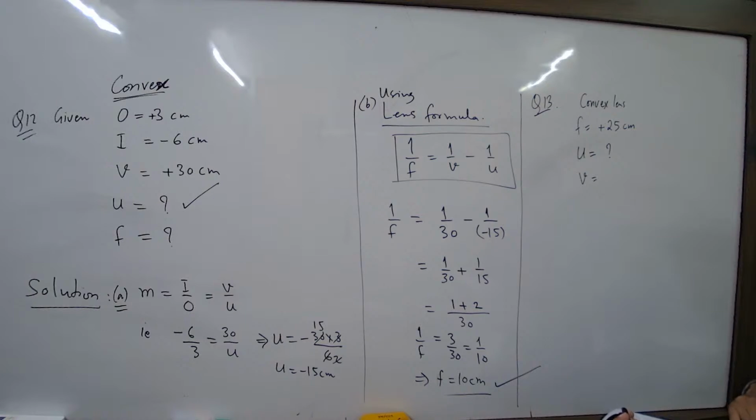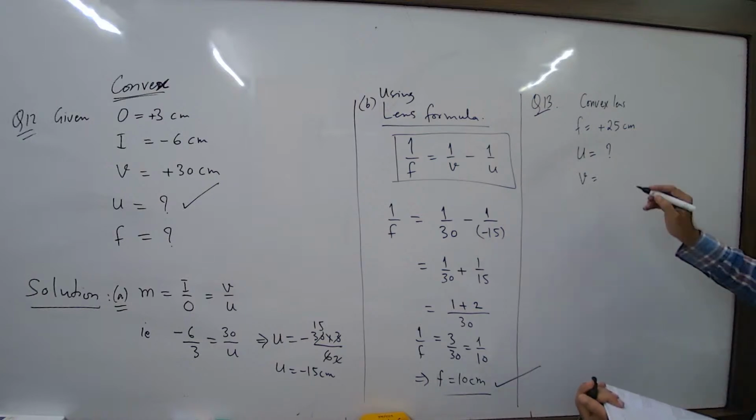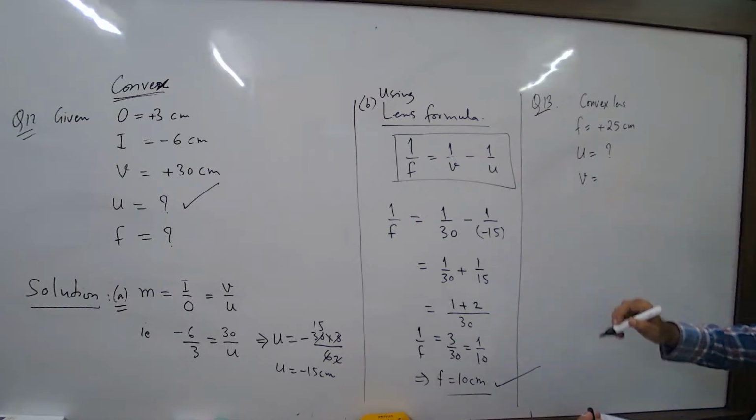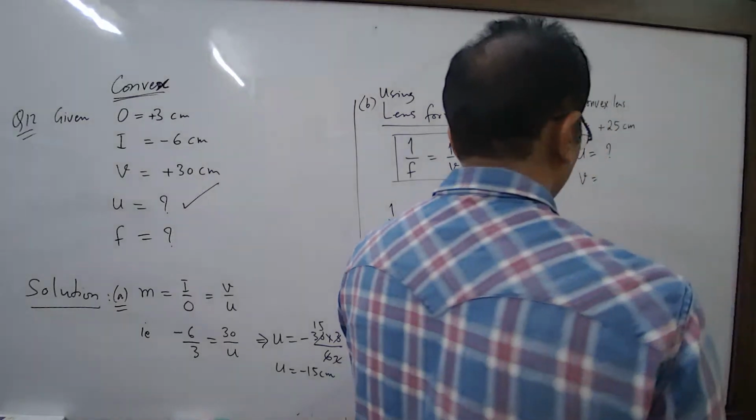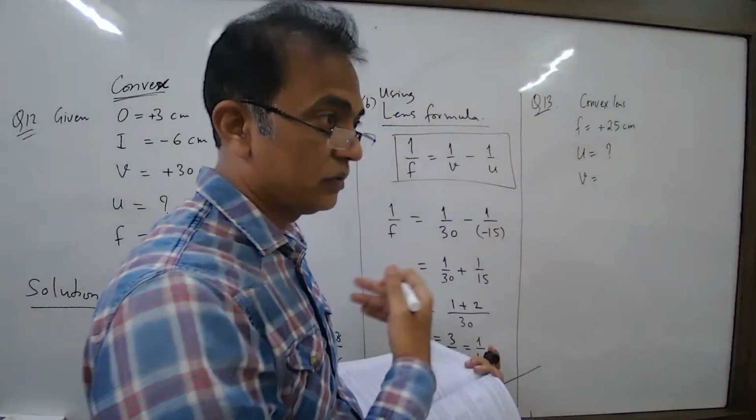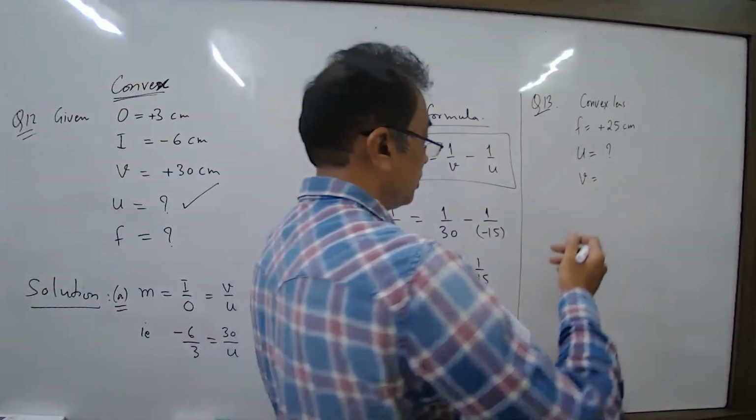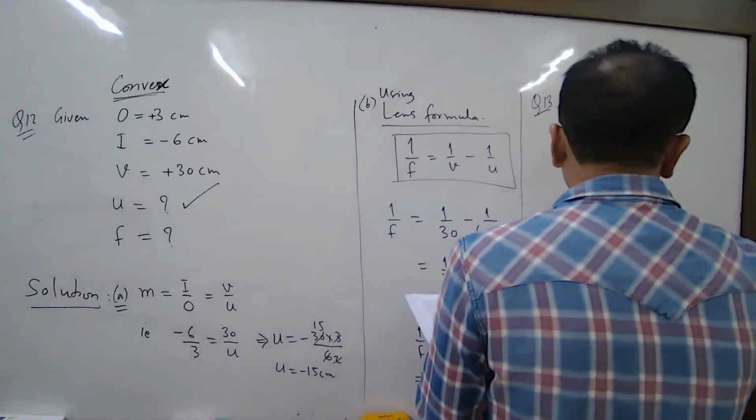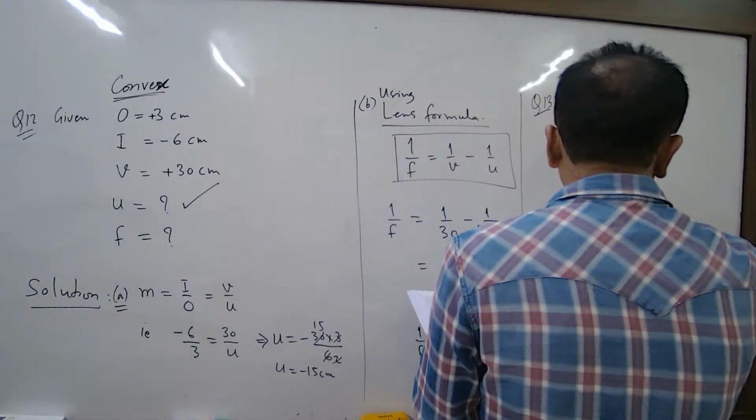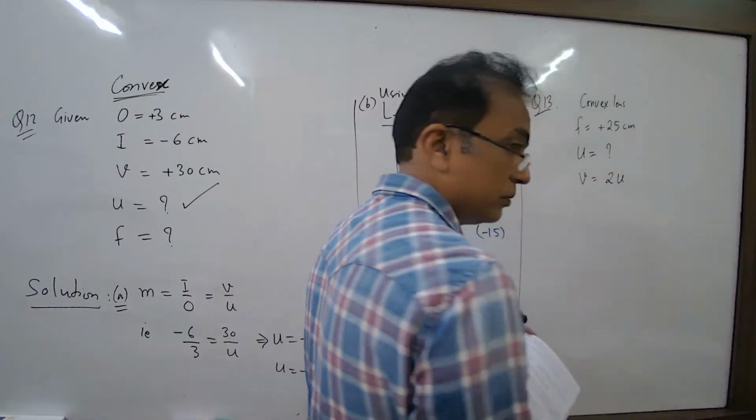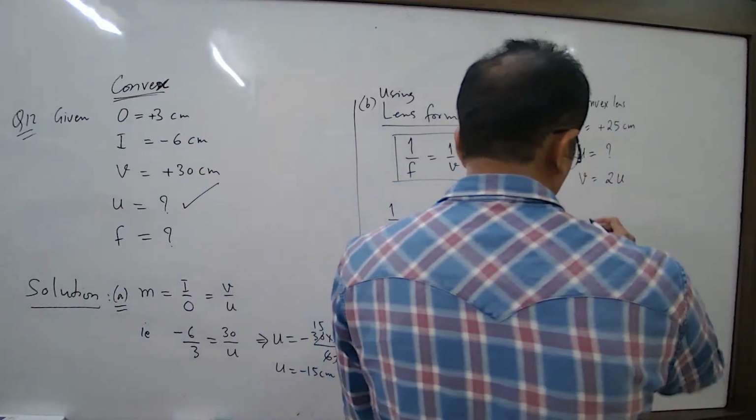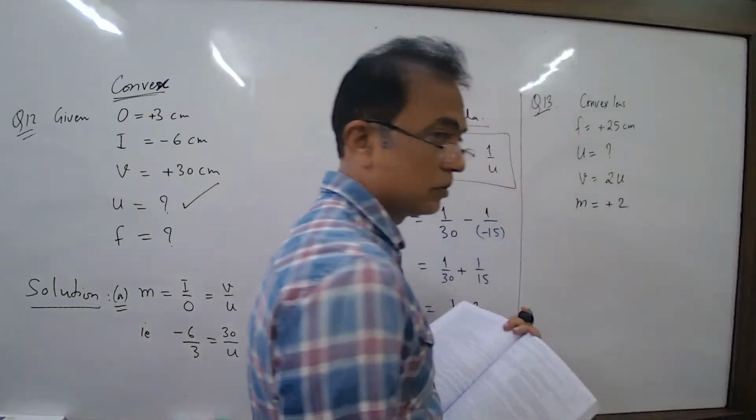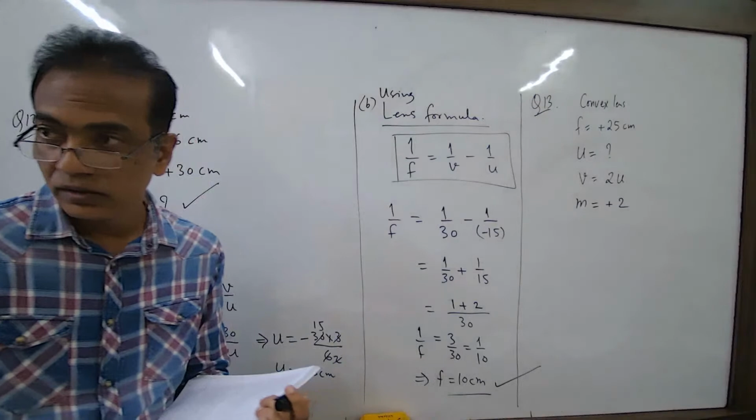Virtual image of twice the size. So when it says virtual image in convex lens, virtual image will form in front of the lens, right? So what is M? So given V is 2 times U. Okay, and M is plus 2. Right?